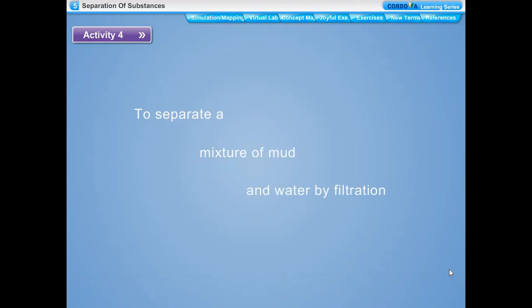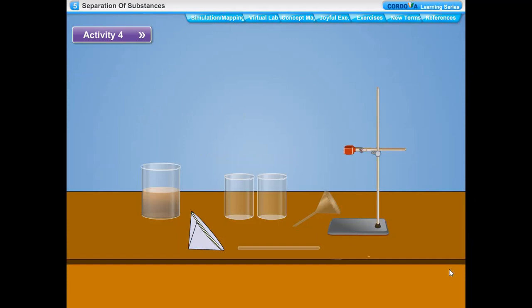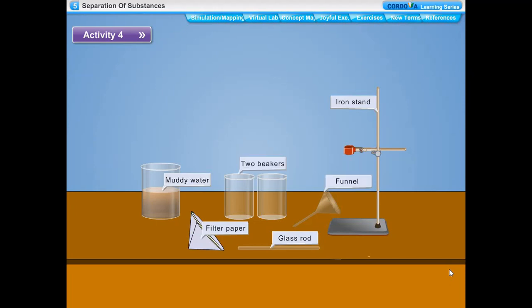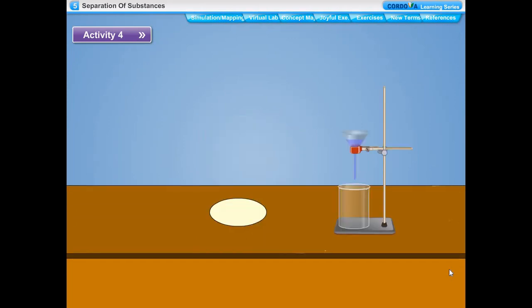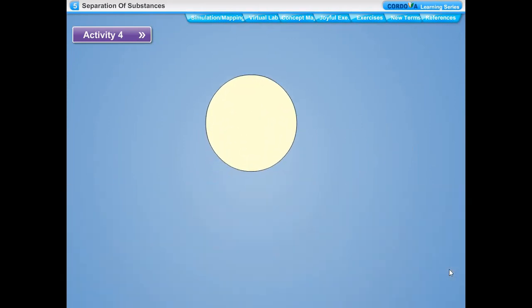Activity 4. To separate a mixture of mud and water by filtration. Things needed: muddy water, filter paper, glass rod, iron stand, funnel, 2 beakers. Method: take some muddy water in a beaker. Now, take a circular piece of filter paper and fold it twice as shown in the figure. Open it out to make a cone.